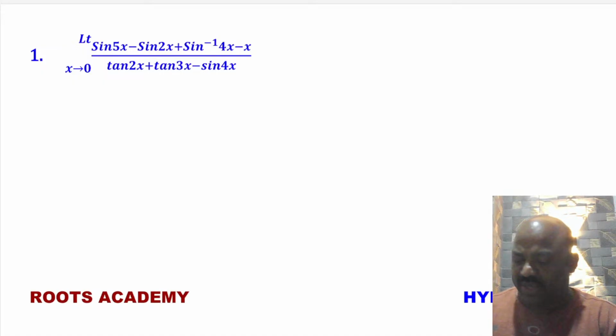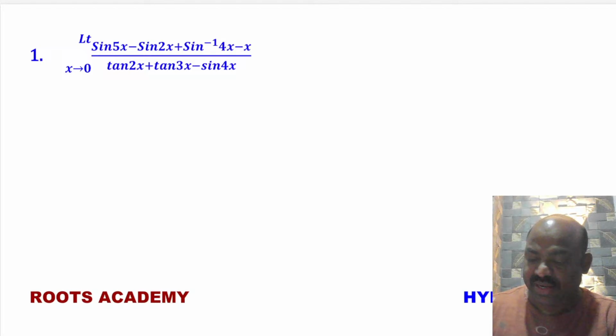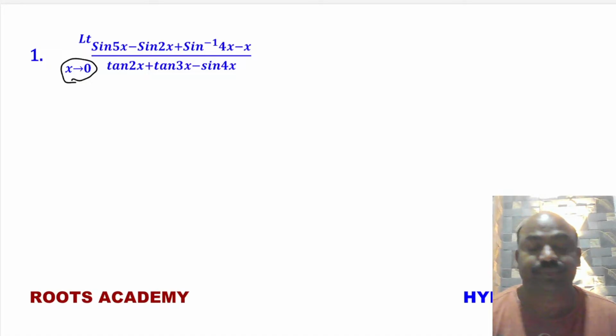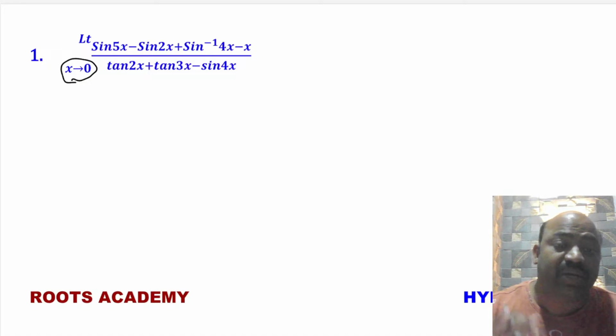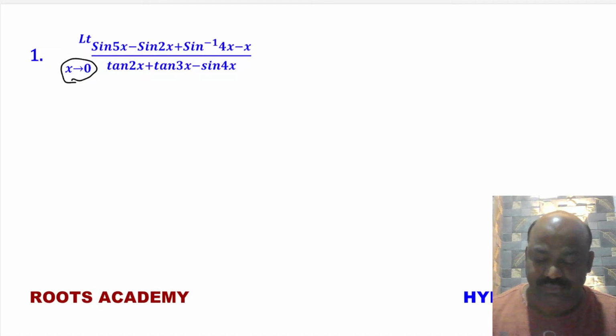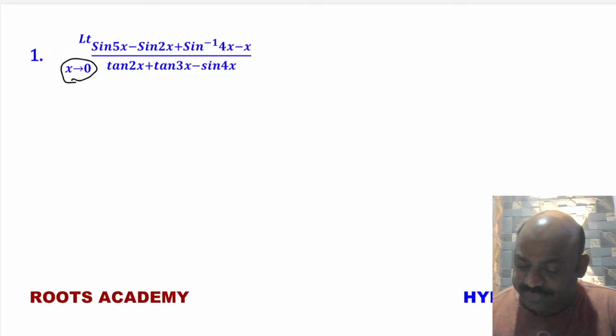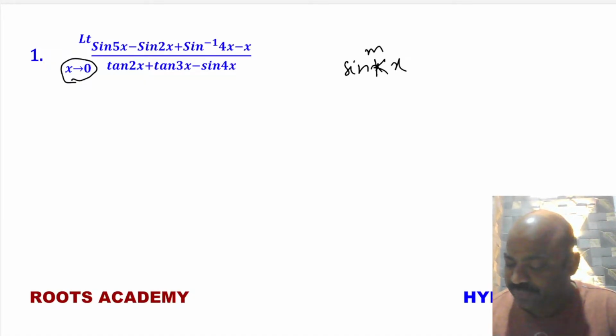So how to check whether this is in our standard limits or not? How to check? x tends to 0. That shows that it is a standard limit. So in the standard limiting case, look here. Sin x whole power m or sin kx whole power m is approximately equal to k power m into x power m.